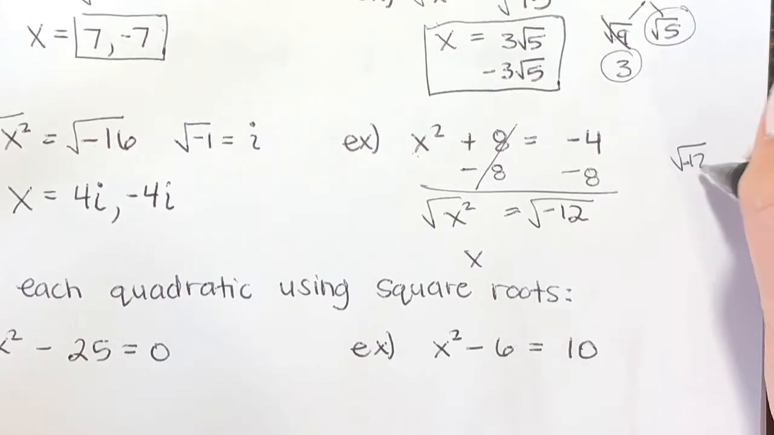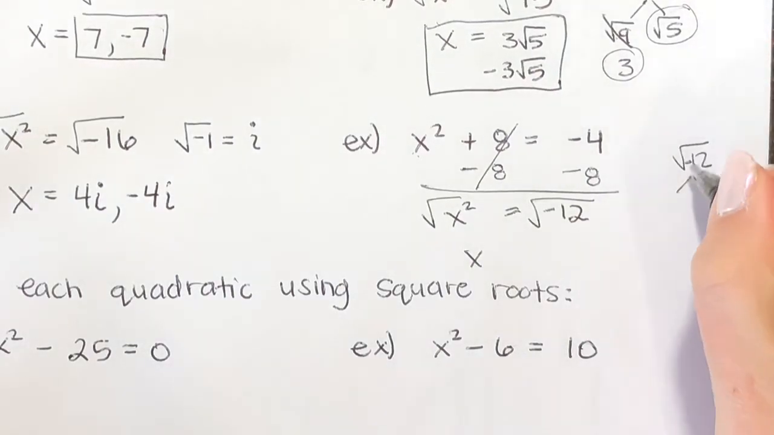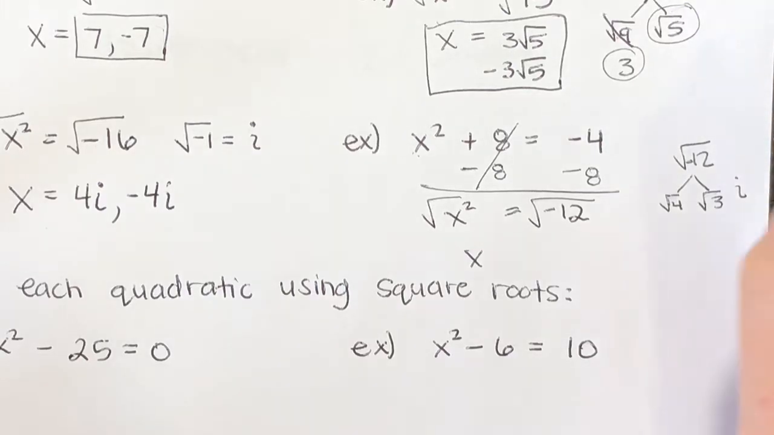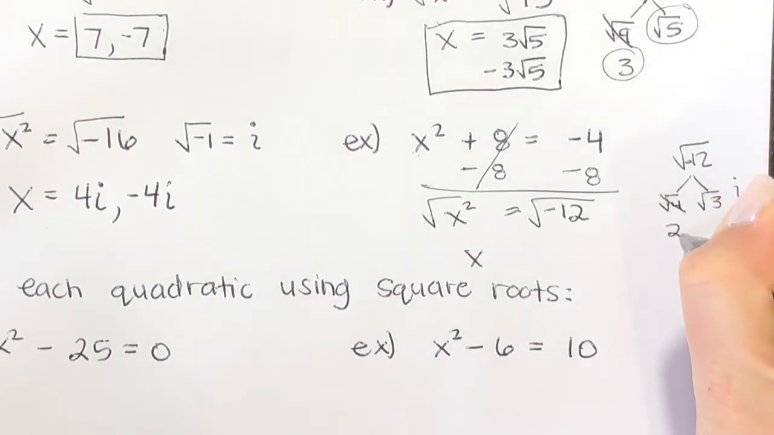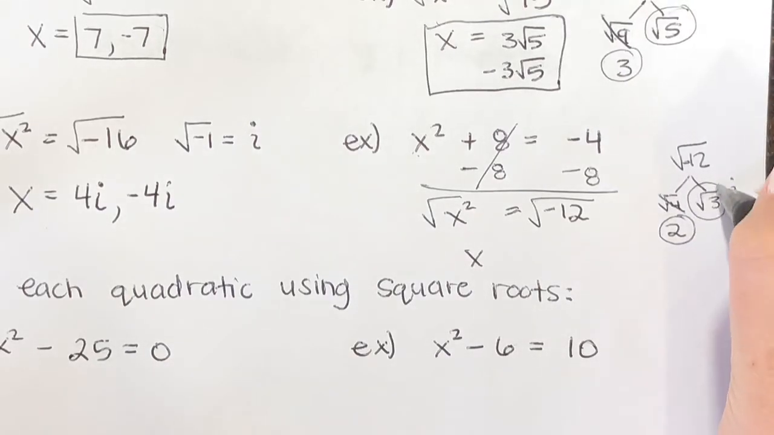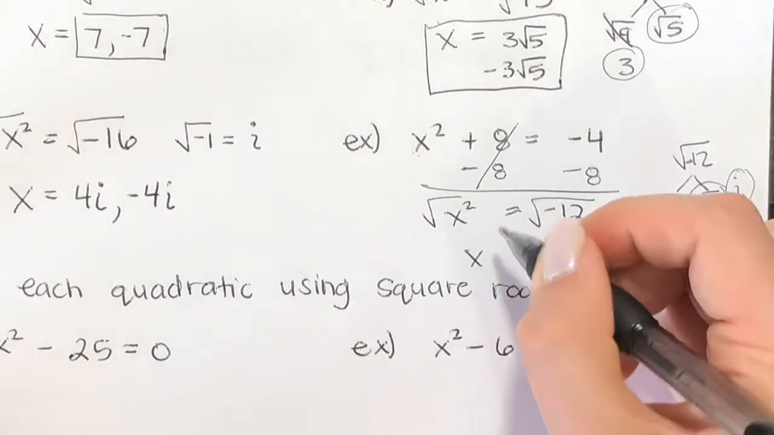So I know that that negative is going to put an i on there, but then for the 12, a perfect square that does go into 12 would be 4. And I know 4 times 3 is 12. So that's going to be your little factor tree. Well, the square root of 4 is 2, so that 2 is going to come out of the square root. We're going to keep the square root of 3, and then that i is going to be on there to take place of that negative inside.